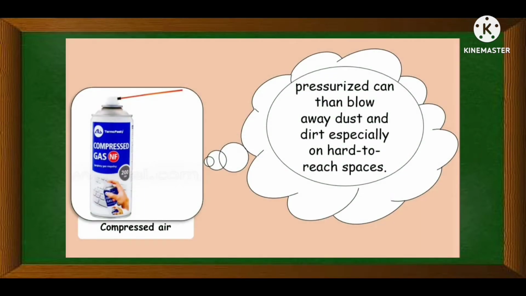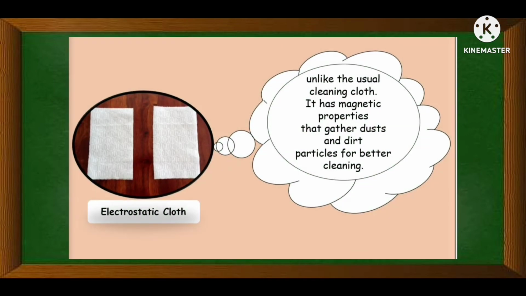Next, we also have compressed air. It is a pressurized can that blows away dust and dirt, especially in hard-to-reach spaces. We also have electrostatic cloth. Unlike the usual cleaning cloth, it has magnetic properties that gather dust and dirt particles for better cleaning.